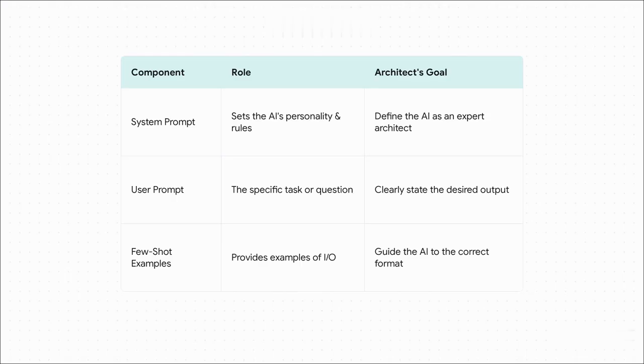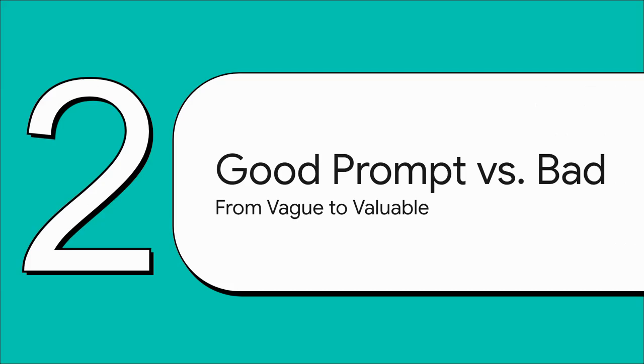Okay, what's so powerful here is how each one of these pieces lets you strategically shape the AI's response. The system prompt, that's where you set the persona. You're basically telling it, hey, act like a seasoned architect. The user prompt is your specific command, what you actually want it to do. And few shot examples, this is your secret weapon for formatting. It's like showing the AI a perfect little snippet of, say, Mermaid.js code, so it knows exactly the format you expect back. All right, let's see this in action.